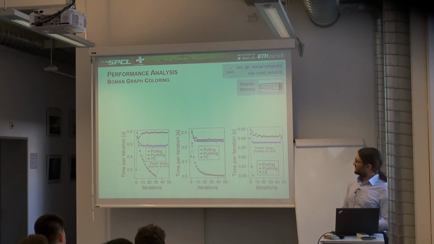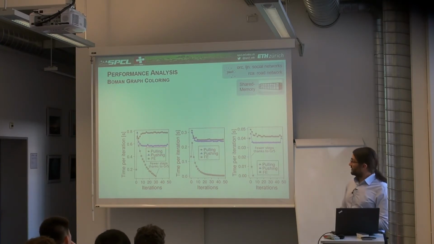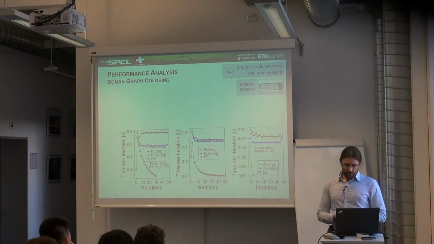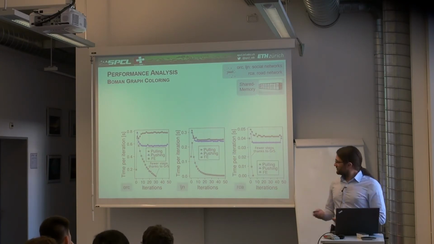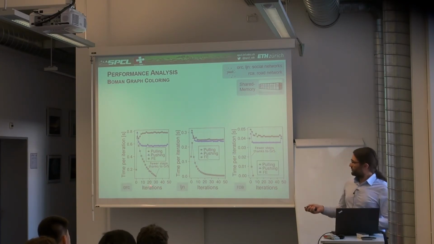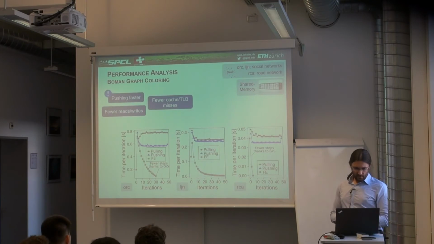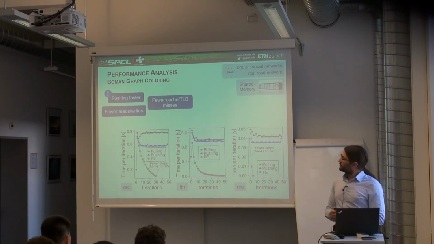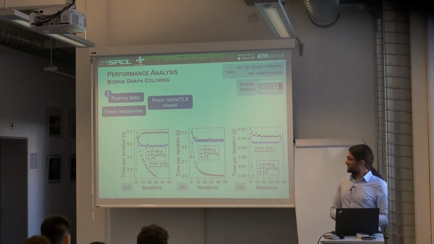For now, let's focus very briefly on these two parts, pulling and pushing, and forget this PR-FE for a couple of seconds. We do see that in this graph coloring, we have some consistent differences, namely pushing is faster than pulling. These three plots are, of course, done for three different graphs: the Orkut social network, the LiveJournal social network, and the road network. So again, the highlights: pushing is faster. We have fewer reads and writes, this is the information gathered from the PAPI counters, and fewer cache and TLB misses.